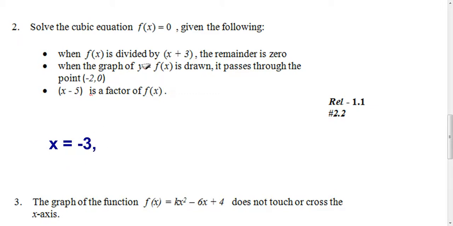Next bullet point, when the graph of y equals f of x is drawn, it passes through the point negative 2, 0. Now negative 2, 0 is also a root, because that lies in the x-axis. So there's your next answer. X is negative 2.